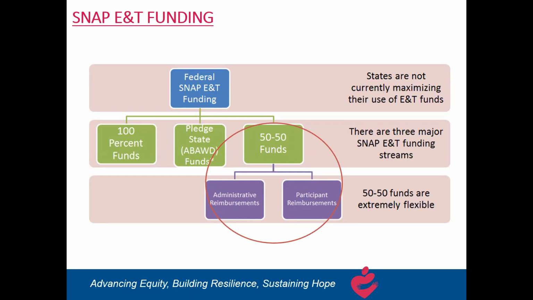Then there's this pot of money called 50-50 funds. These are not capped, and these are funds that are very flexible in how they can be used. They can be used for administrative costs that the 100% funds aren't able to cover. And they also can be used for participant reimbursements, which we'll talk about a little bit more later on. But again, this is really where the potential is for the program, in the 50-50 funds, because, like I said, they're not capped. It's really based on what the state and their partners can put into the program and what they can get back based on providing those eligible services to eligible participants. Next slide.